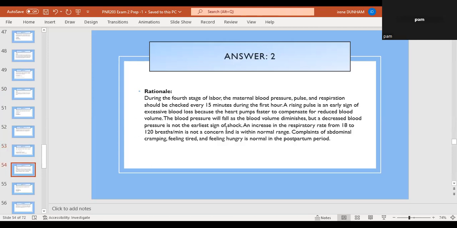So let's see if I'm right. Yes. Okay, so during the 4th stage of labor, the maternal blood pressure, pulse, and respiration should be checked every 15 minutes during the first hour. So remember this, a rising pulse is an early sign of excessive blood loss because the heart, what's it trying to do? It's trying to pump faster to compensate for reduced blood volume. The blood pressure will fall as the blood volume diminishes, but a decreased blood pressure is not the earliest sign of shock. All right.